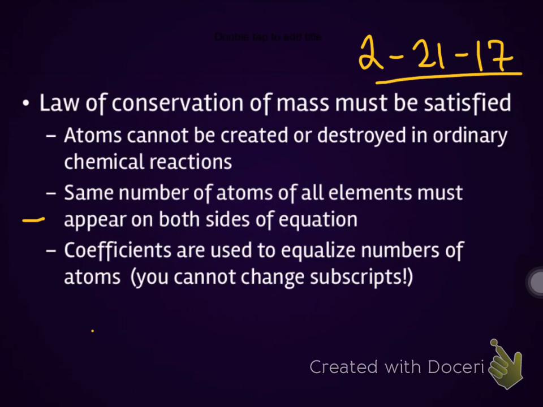And we use coefficients to equalize those numbers of atoms. If you change subscripts, you are changing a chemical formula. If you change a chemical formula, then the equation no longer represents known facts. You're making stuff up as you go.